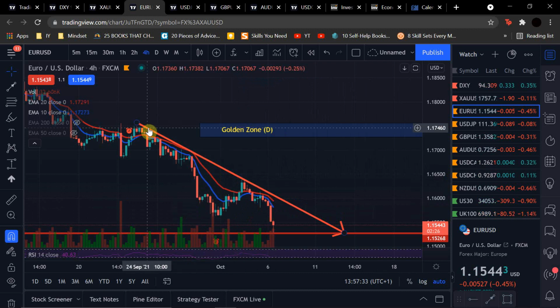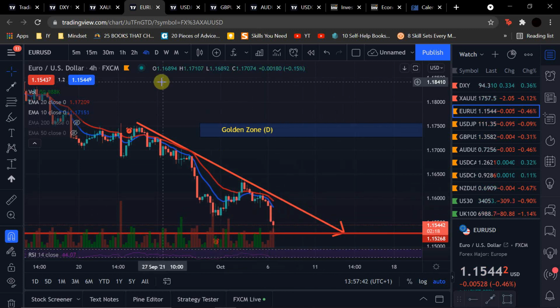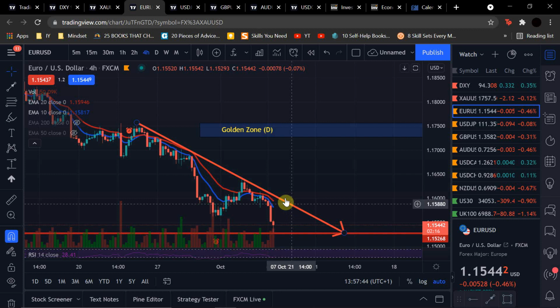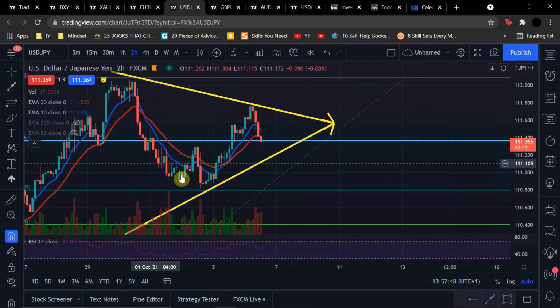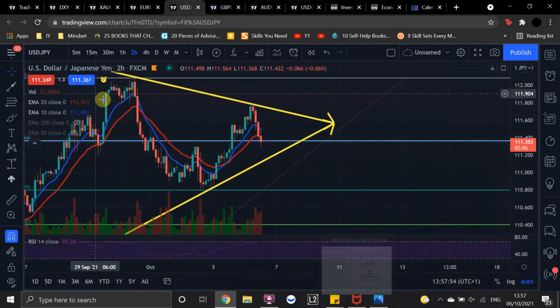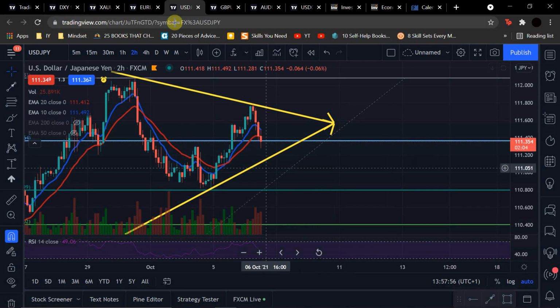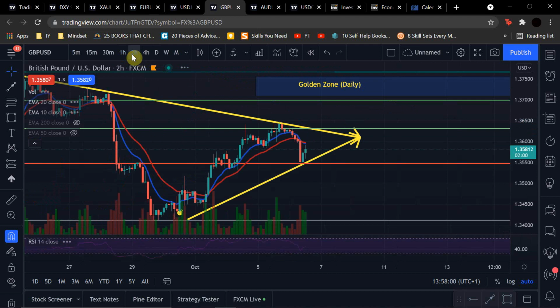I need to find, look, you see all these little breakouts like here, number 1, number 2, or number 3. I need to get in on them. Anyway, resistance there, trend line there. USD JPY got a symmetrical triangle going on. We also have a cup and handle, as you can see. GBP USD, we have a symmetrical triangle going on here.